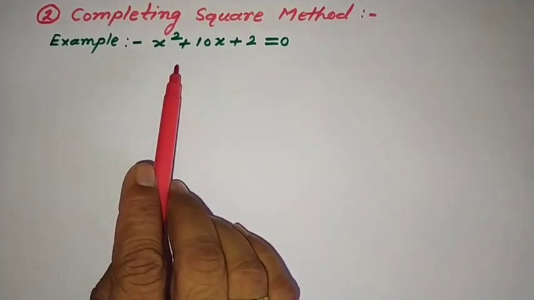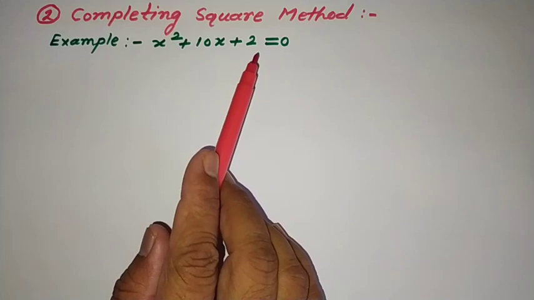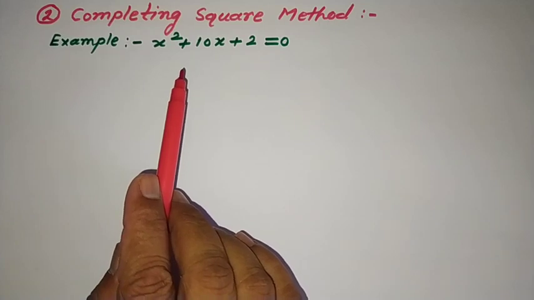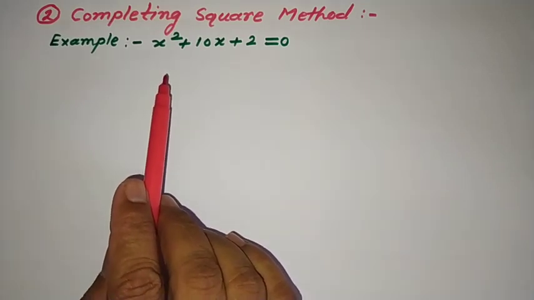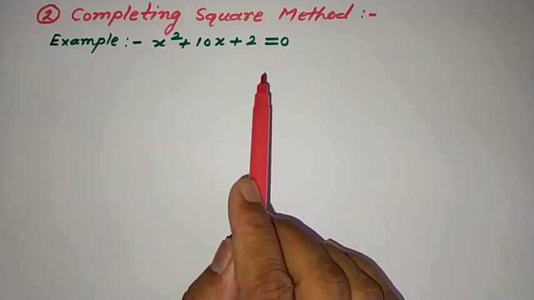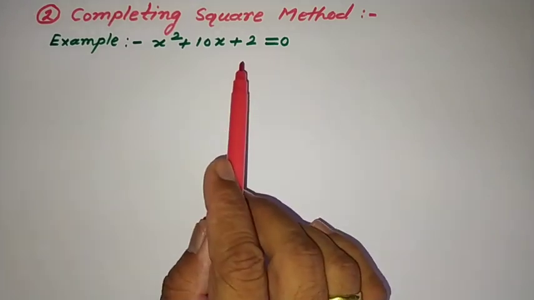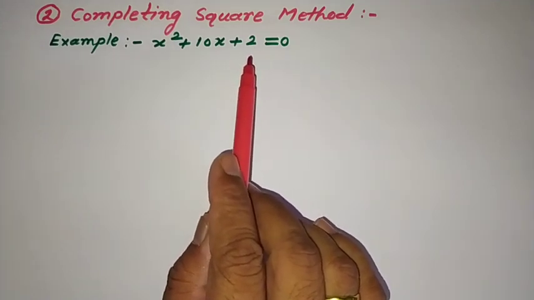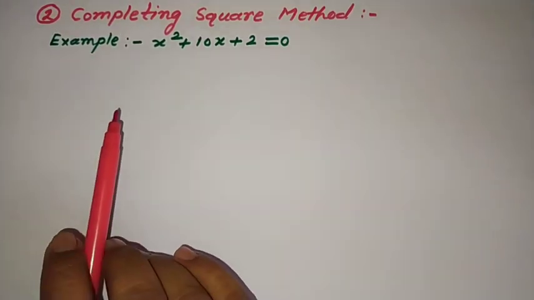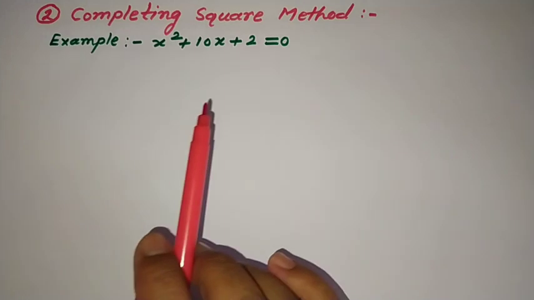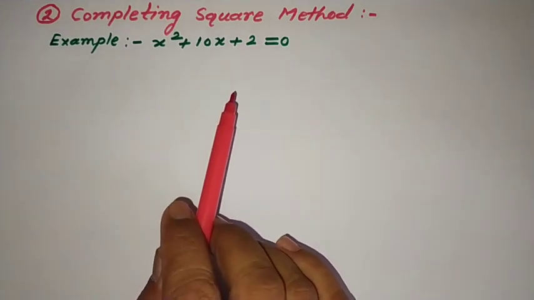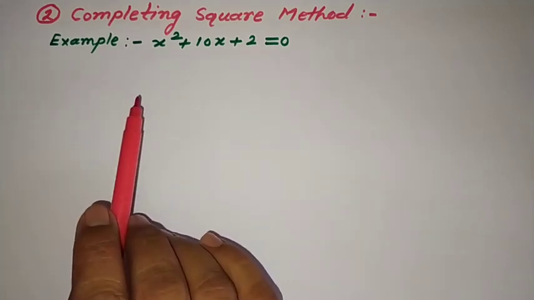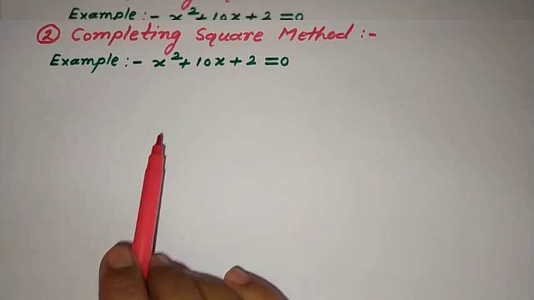Today we are going to learn about the completing square method. Consider x square plus 10x plus 2 is equal to 0. This type of quadratic equation cannot be solved by the method of factorization because we cannot find 2 factors of 2 whose sum is 10. In such a case, the completing square method is used for solving a quadratic equation. For solving a quadratic equation by this method, proceed as follows.